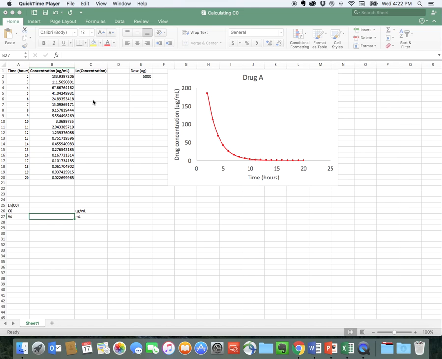And then the other problem is that it is practically impossible to take a plasma sample and give the drug at the same time, so that we have a plasma sample at time 0, which is the time when we're given the drug, and at the time when we know how much drug is in the body. So what do we do about this?